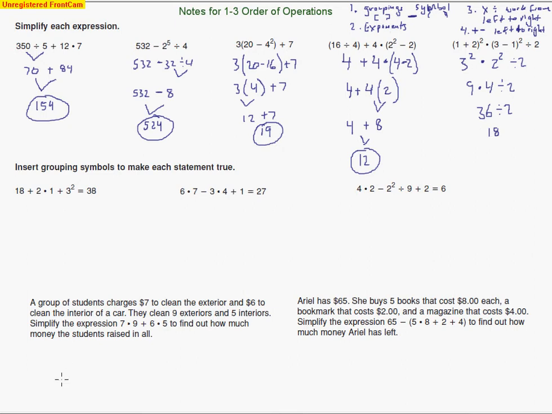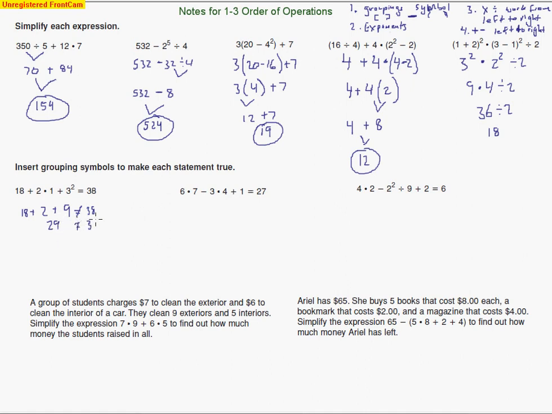So let's take a look at our next type of problem, different set of directions. Here we're going to insert grouping symbols to make the statement true. So I'd always first look to see what you get without order of operation. If I do that, you see here I have 9, and over here I would have 2, and here I'd have 18, and those numbers are not going to add to make 38. So I'll just go ahead and add them real quick, they make 29 when I add them. So I need to make the number bigger.